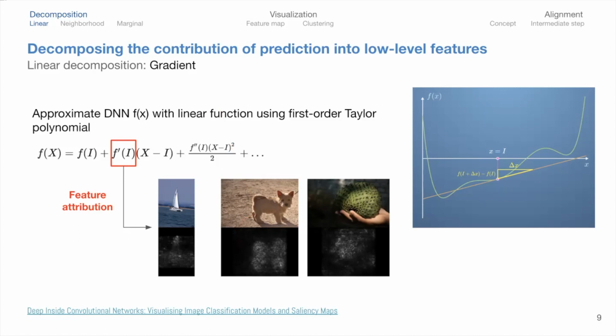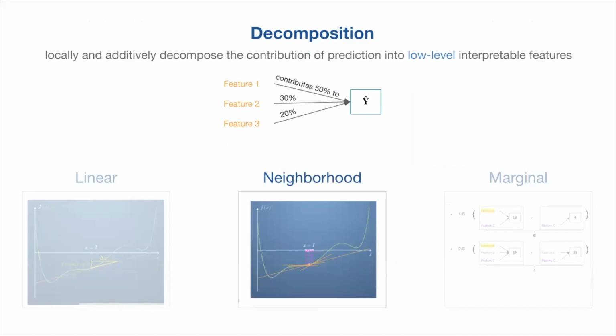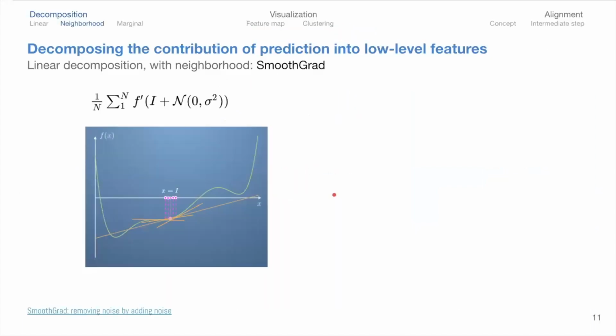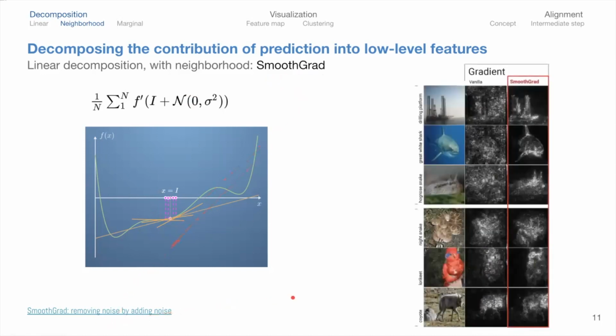To overcome this problem, we can aggregate the local information by neighborhood sampling. For example, we can add some Gaussian noise to the input image so that we can sample around its neighborhood and get an average gradient signal. This method is called SmoothGrad, which aims to remove noise by adding noise. And you can see the resulting heat map is much cleaner than the original gradient map.